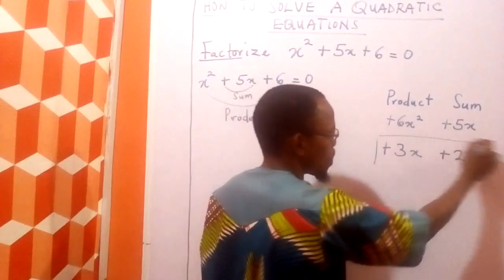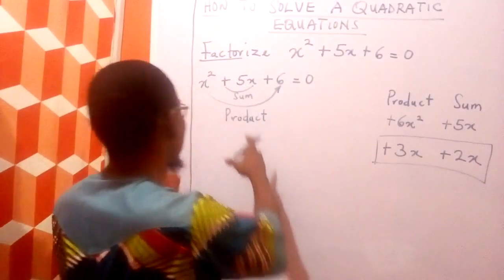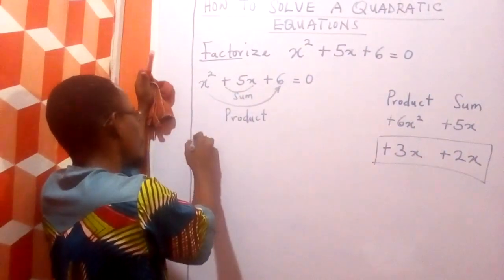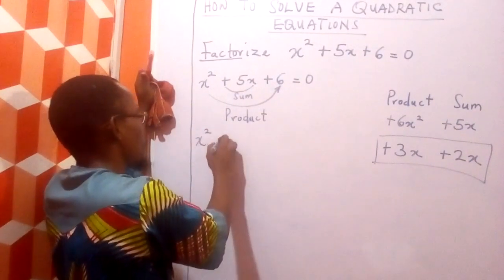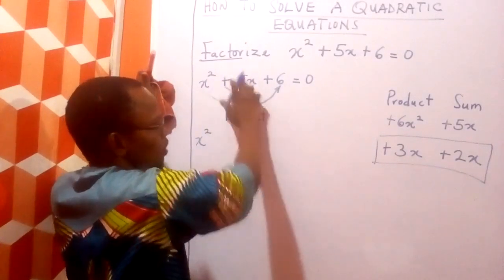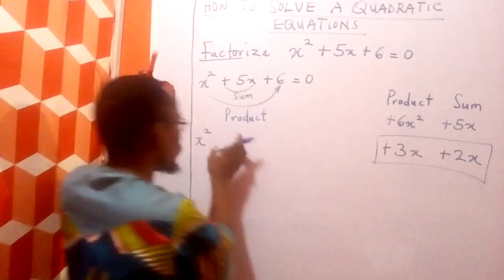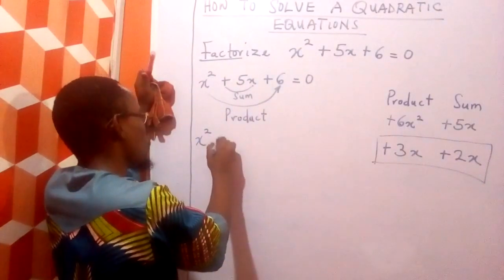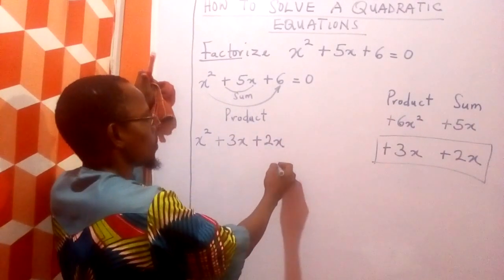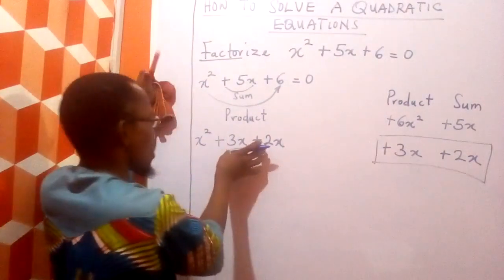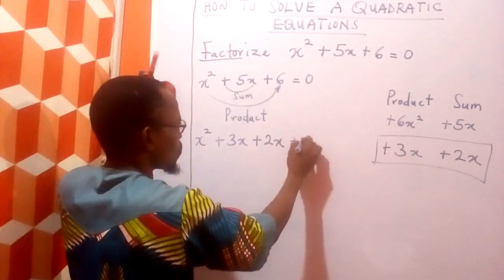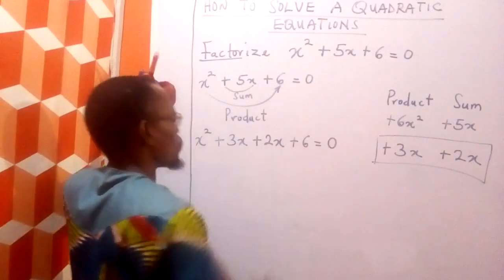So these two factors here are what you now bring back into this equation that you have here. So what do we have? We are going to be having x squared. Then instead of you writing the plus 5x, you will now bring these two into this. So this will now give us plus 3x plus 2x. So these two has come in, and as it has represented this 5x. Then we are now left with plus 6 equal to 0.